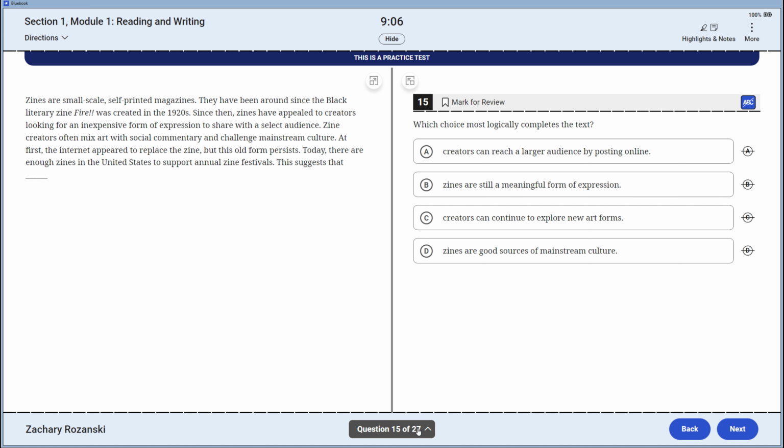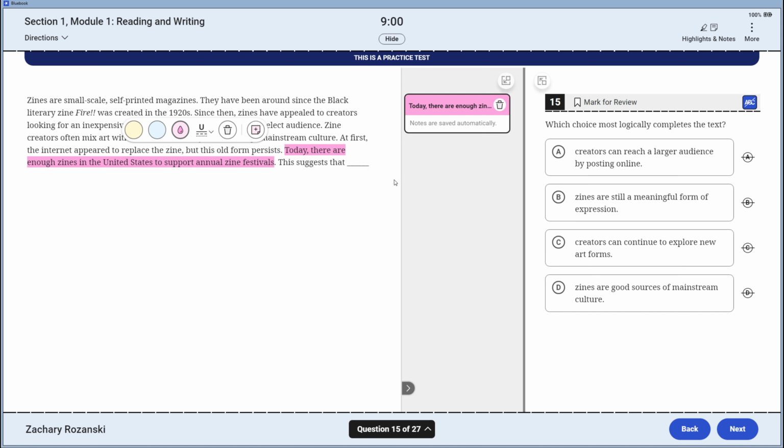Question 15, logically complete the text. We're nearing the end of our journey here. What do we got here? This suggests, so we're obviously going to have to go back one. Now, there are enough zines in the United States to support annual zine festivals. I would imagine that the previous sentence is speaking to something like they were terrible, but then there's like this building interest or something of the sort.